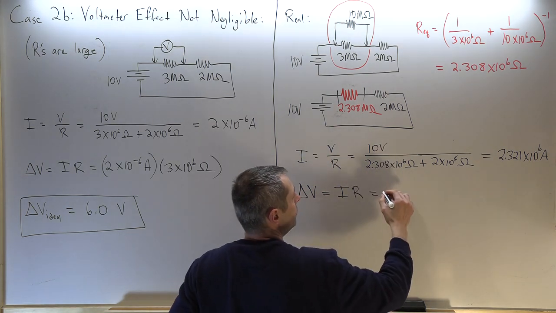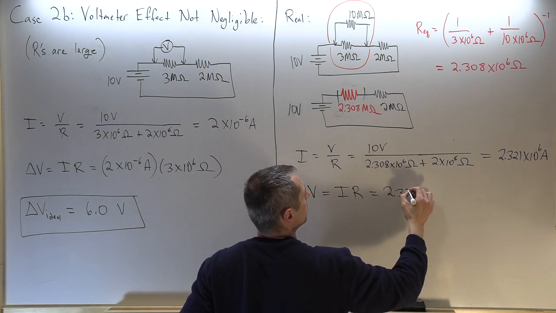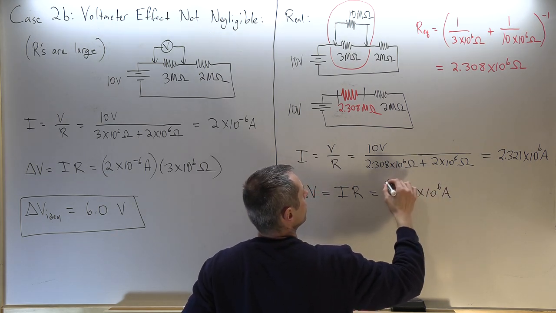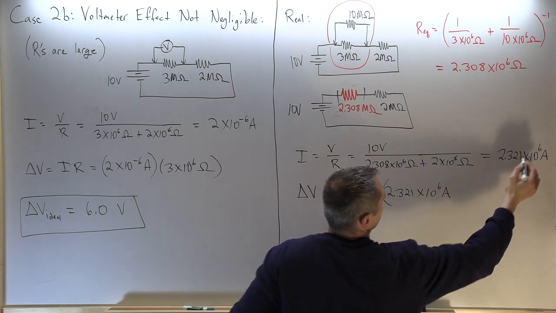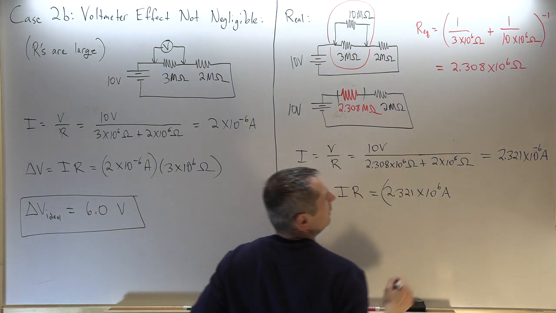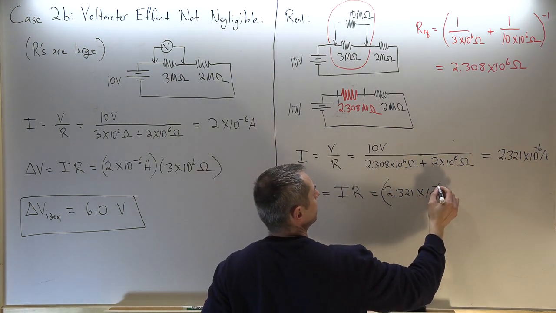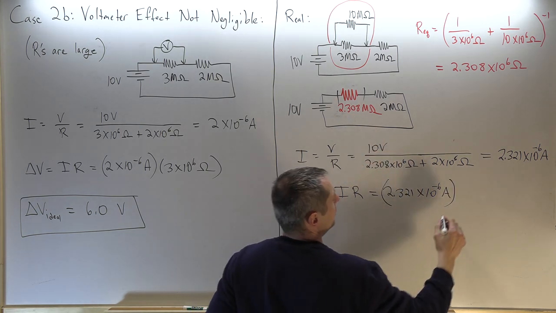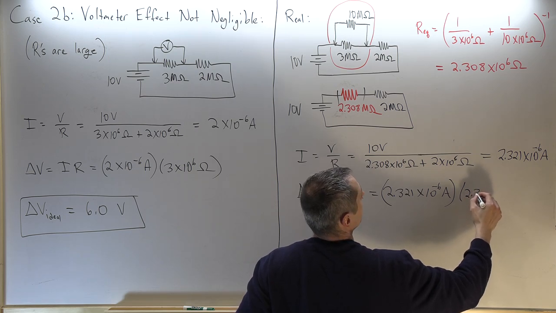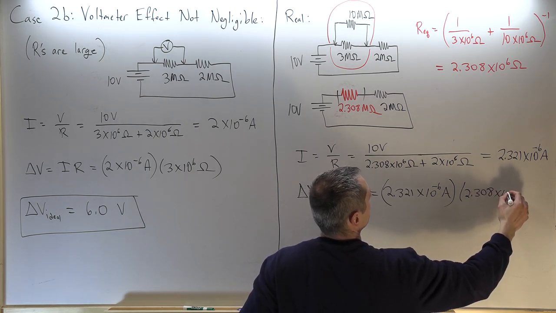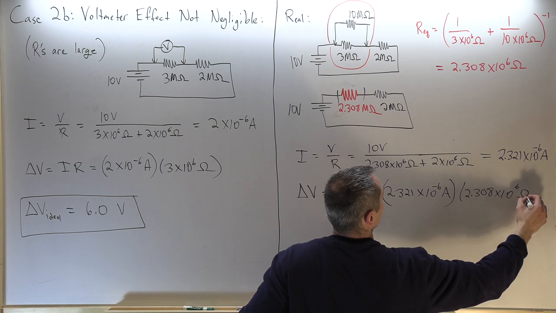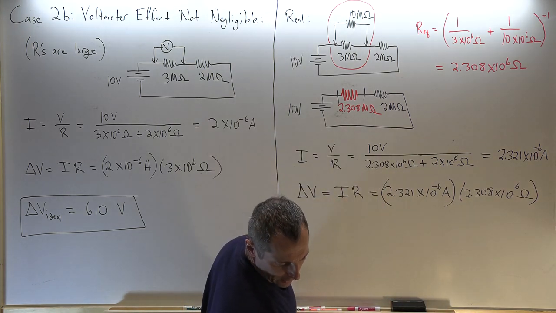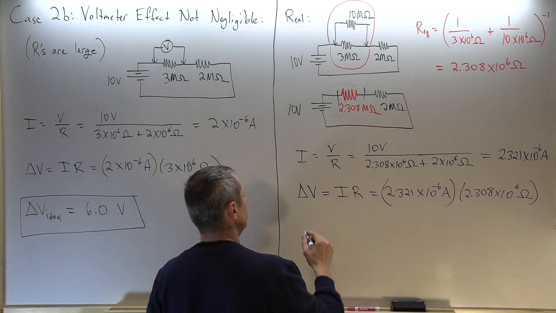That current, because it's a series circuit, is 10 to the -6 amps. And then the resistance between those 2 points is this. Multiply those together, and you get a voltage of 5.36 volts.